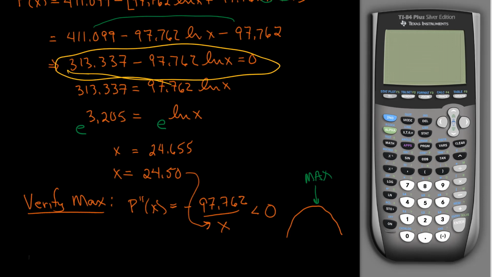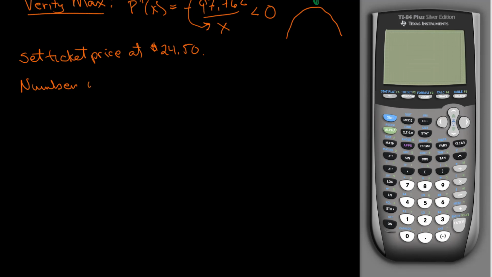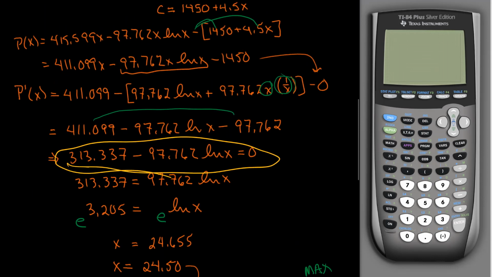Okay, so what we're going to do, it's not quite perfect, but it's real close to the maximum, is we're going to set the ticket price at $24.50. The number of tickets sold, which is the same as the number of people, will be, we have to figure this out. To get the number of people, I'm going to use x equals 24.5, but I'm going to have to come up here a ways.